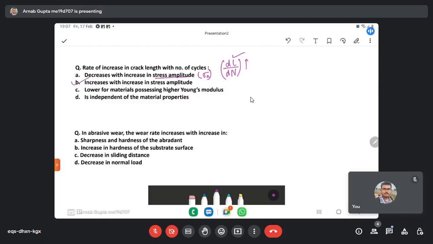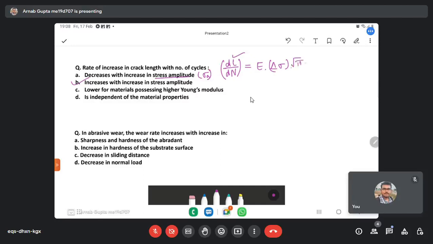Is it independent of the material properties? No. It is lower for materials possessing higher Young's modulus. Is this correct or incorrect? What about option C? So you have a mathematical formulation for this, right? What is it? What is the mathematical formulation?